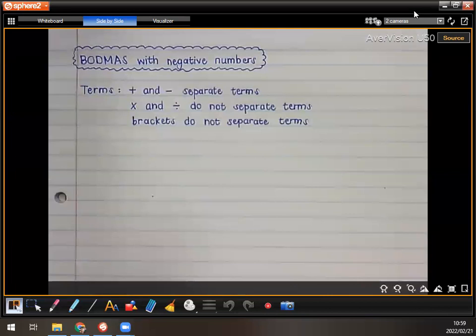I'll show you some examples now. And then another thing actually that does not separate terms: brackets. Brackets do not separate terms. Times and divide do not separate terms. The plus and minuses do separate terms. All right, so plus and minus.